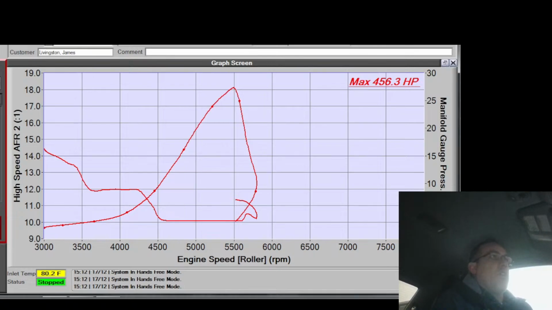Rich tip-in just creates a car that's a little laggy. It doesn't go, it just doesn't accelerate as fast. It just kind of comes up, whereas a lean one will clearly hesitate and then pick up. So you don't want either of those transients on either side to be large.